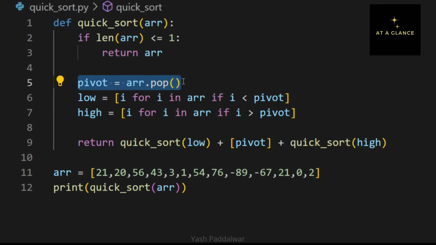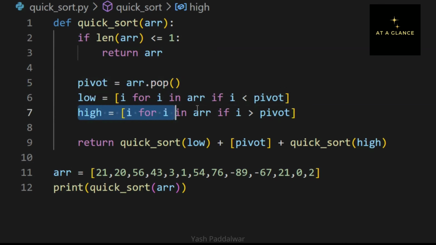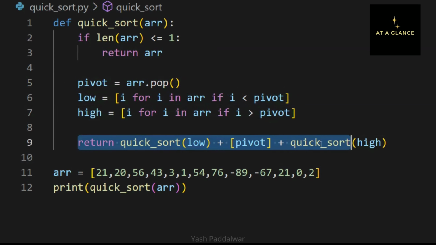So first we have written a base condition wherein we checked whether the length of the array is less than or equal to 1. If yes, then we will return the same array, otherwise we will define the pivot element, and we will define two different arrays low and high by comparing it with the pivot element and then appending in the corresponding arrays. Finally we will join all of this, which is nothing but the Quicksort of low followed by the pivot element followed by the Quicksort of high. So this is how Quicksort algorithm works.